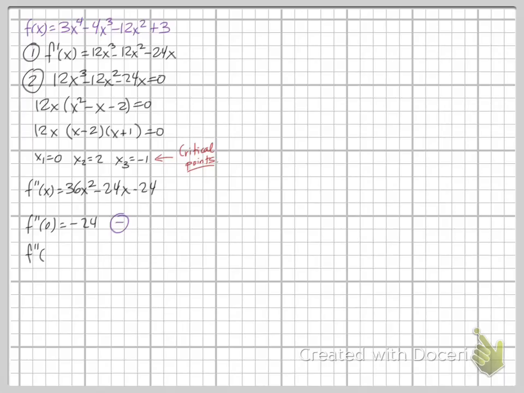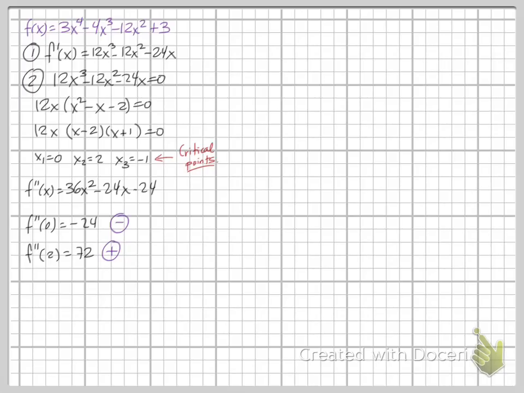And I'm going to evaluate my second point, 2, in the second derivative. What is that going to be? It's going to be 36 times x squared, or 2 squared. So when I evaluate 2 into my second derivative, I get 72. So I got a positive answer.